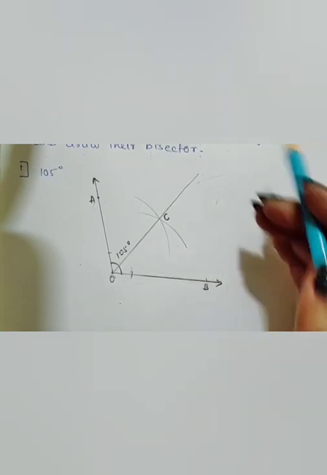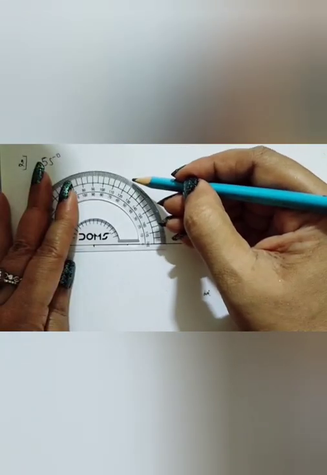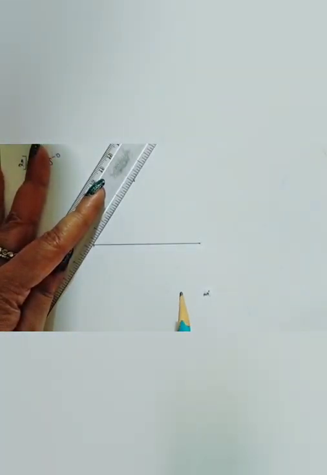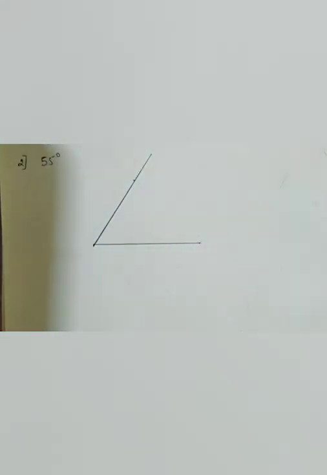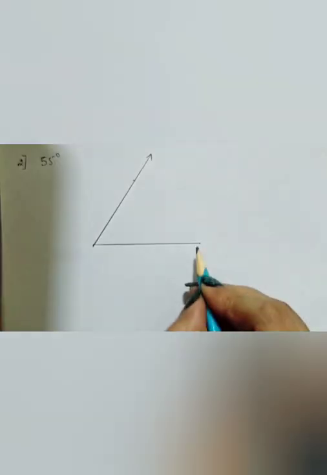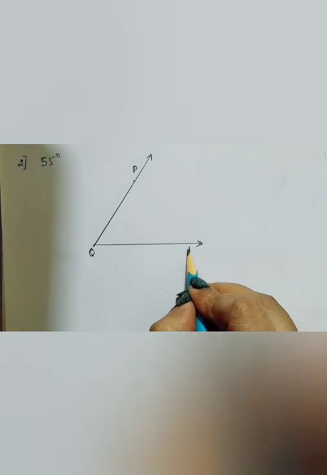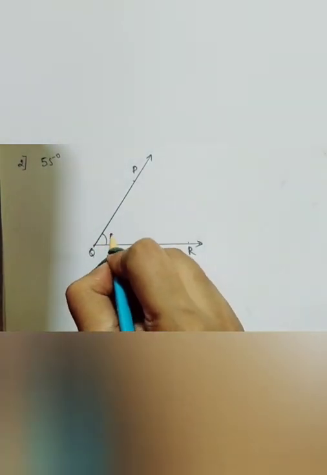I hope you understood. Now we are going to move to the next. This is 55, okay, acute angle. As I already said, less than 90 is an acute angle. Okay, I'm going to give name to it. This is P, Q, R. Now I have to write 55 degree.